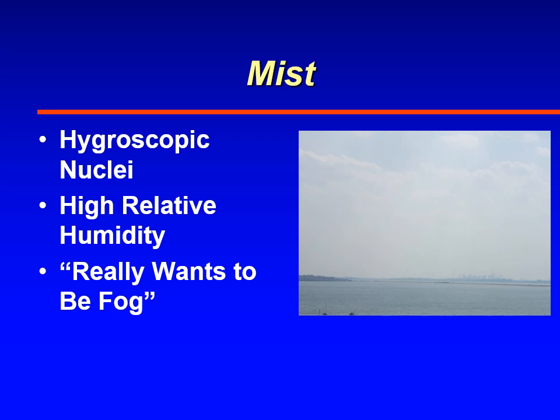Mist typically forms as a result of cloud condensation nuclei that are hygroscopic. They attract water vapor. So you can see mist even at relative humidities that are less than 100%, somewhere between 85 and 95%. These are little water droplets that form. They don't grow very rapidly; they stay small, more or less in a suspended state. They don't grow anymore because there's not any more water vapor available. So you can think of mist as droplets that really want to be fog droplets.